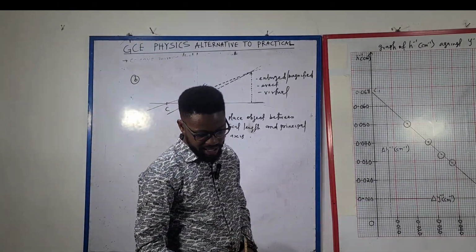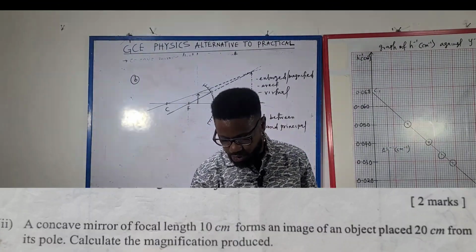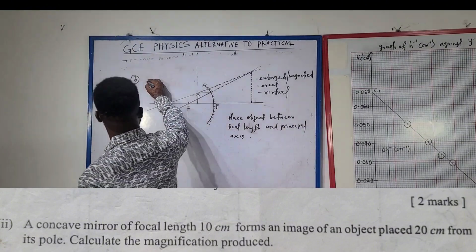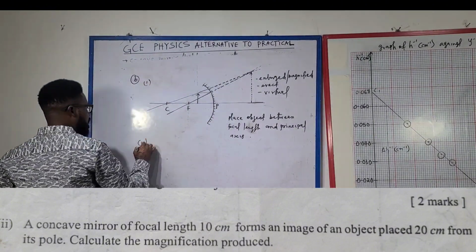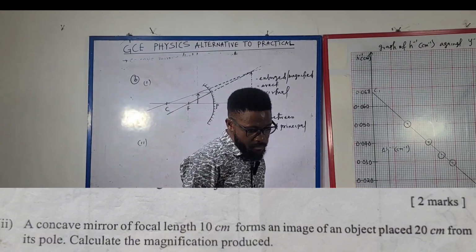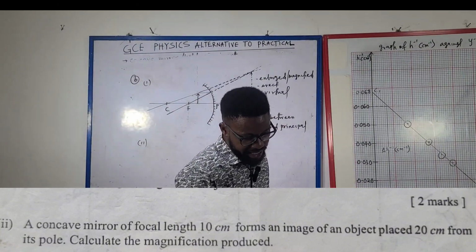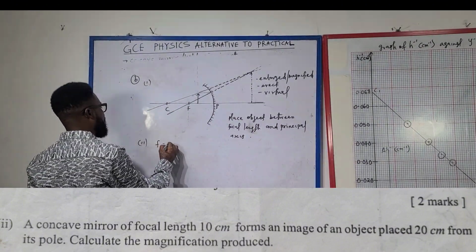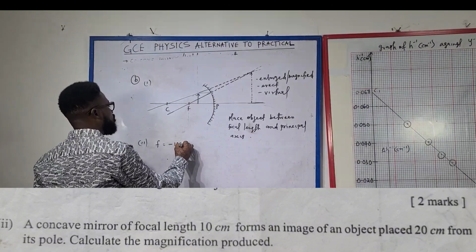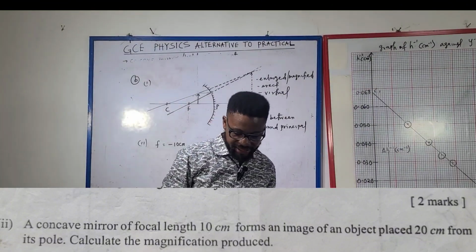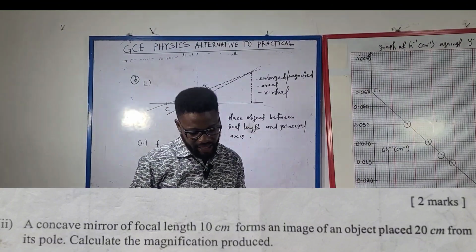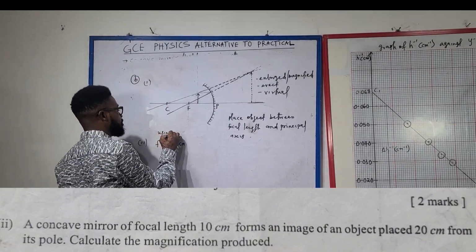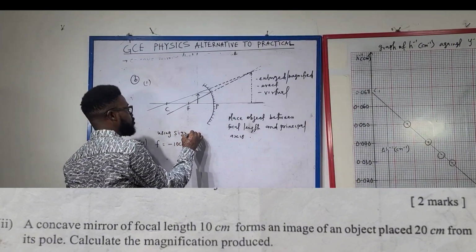So lastly, we have a question which we have to answer, and that is B2. This is B1 and this is now B2. A concave mirror of focal length 10 centimeter. Because we are talking about a concave mirror, my F is going to be minus 10 centimeter. They said focal length 10 centimeters, so you must use sign conventions.